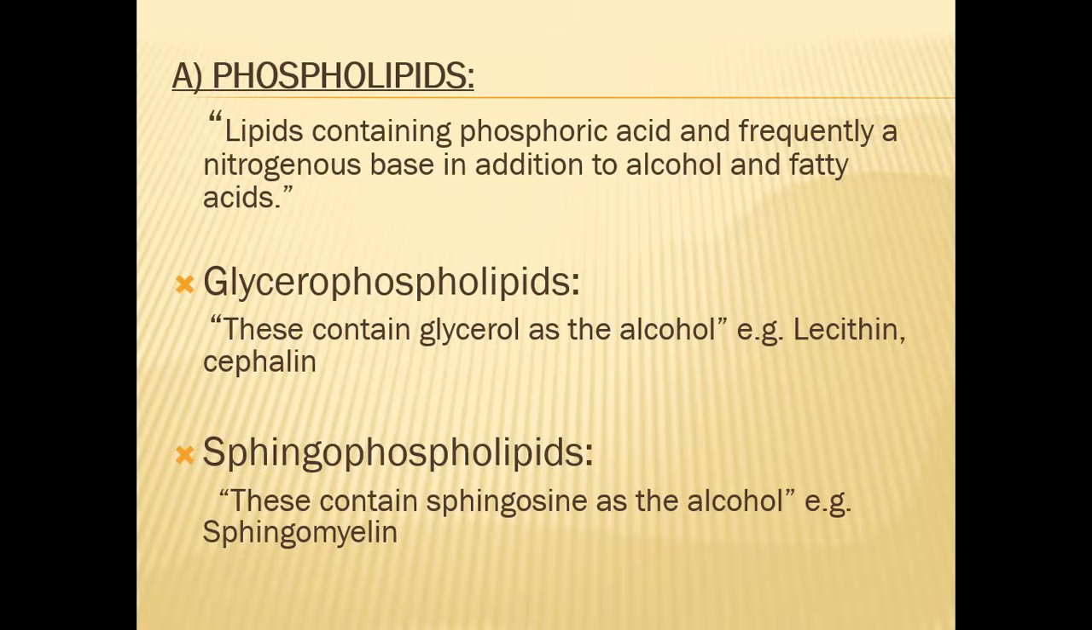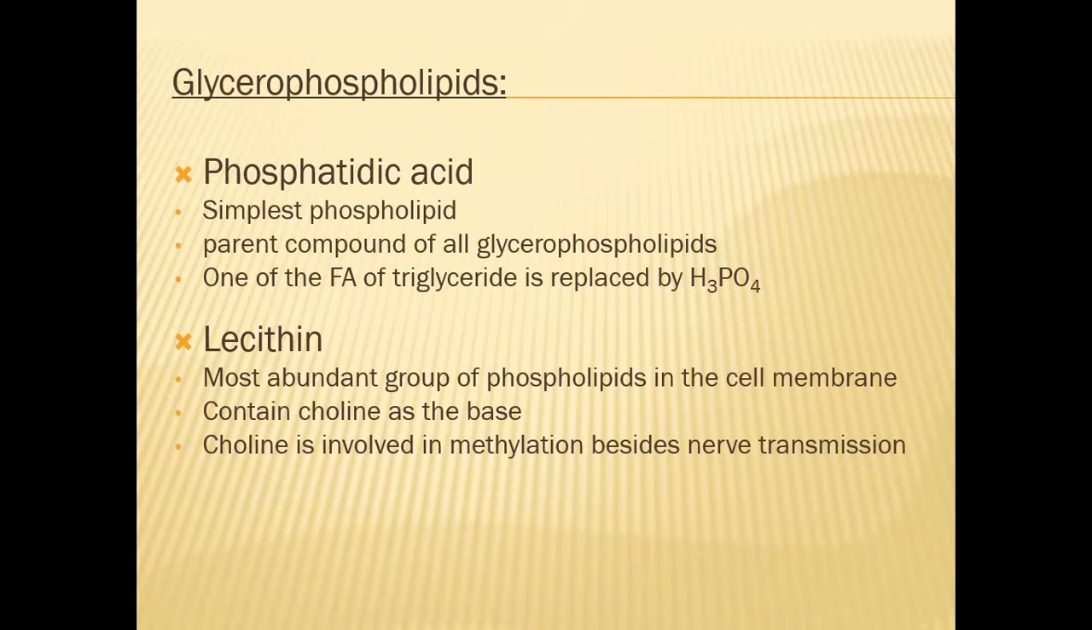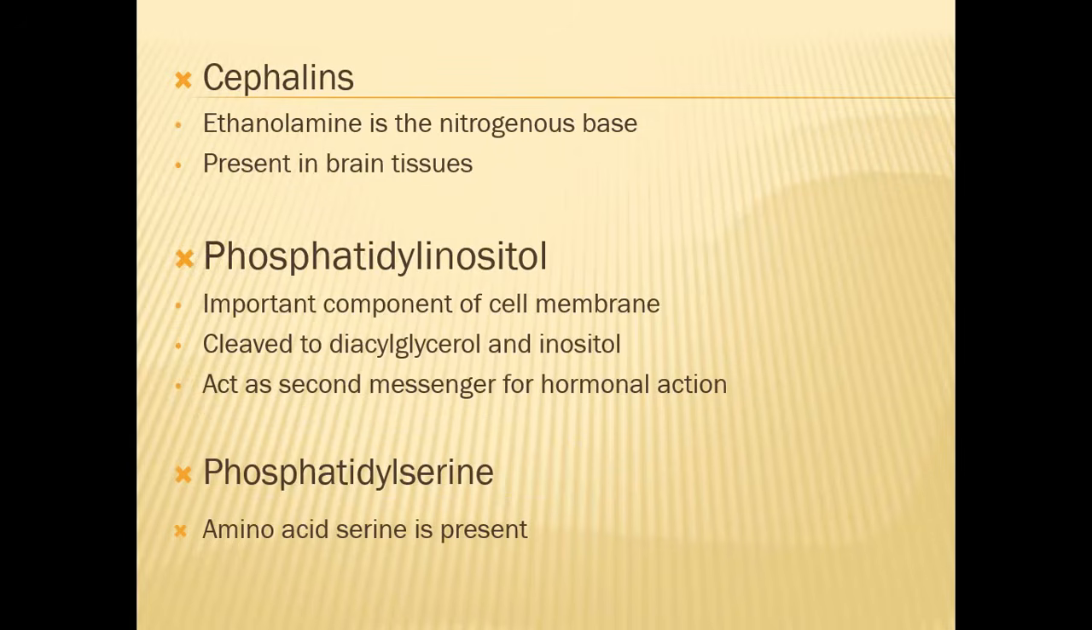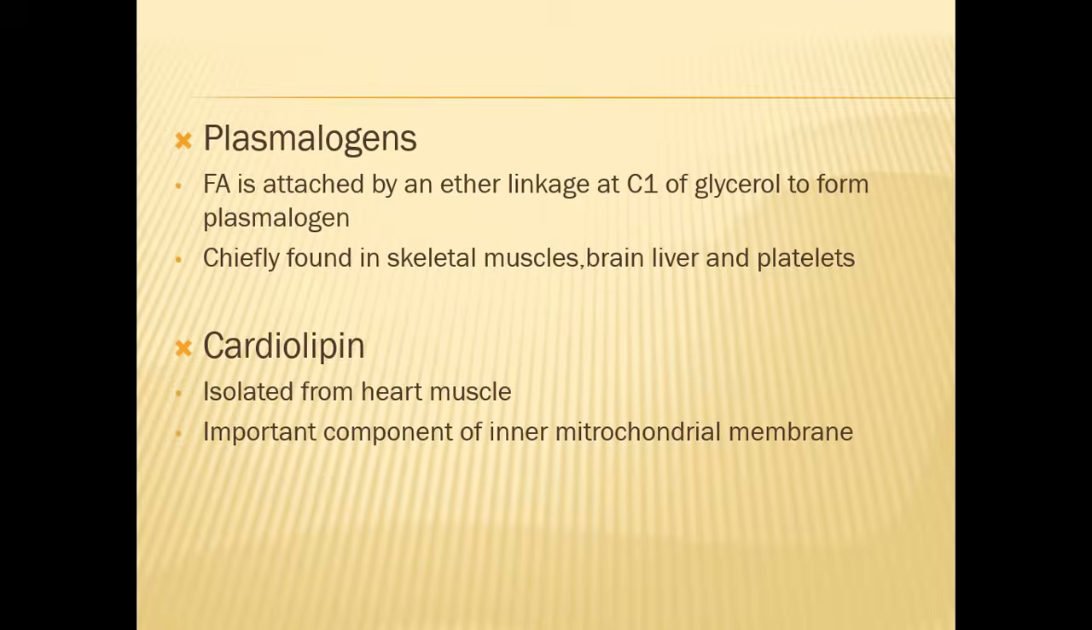Examples of glycophospholipids are lecithin and cephalin. It contains phosphatidic acid and lecithin. Phosphatidic acid is the simplest phospholipid, and lecithin is the most abundant phospholipid in the cell membrane. It contains choline, as we discussed earlier. In cephalins, ethanolamine is the nitrogenous base present in brain tissues. Then we have phosphatidyl inositol, that is IP3, needed for the second messenger system. Then we have phosphatidyl serine, which contains the amino acid serine.